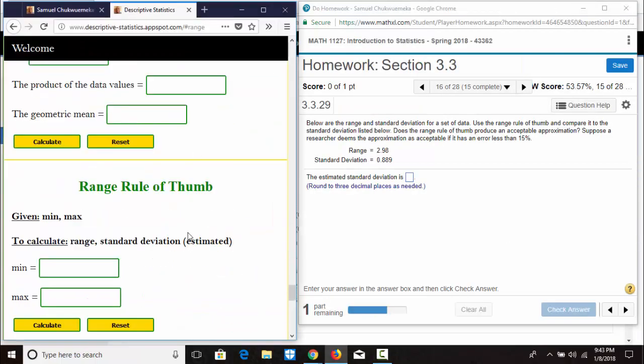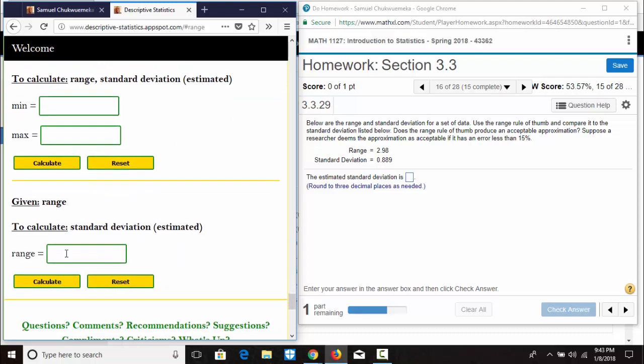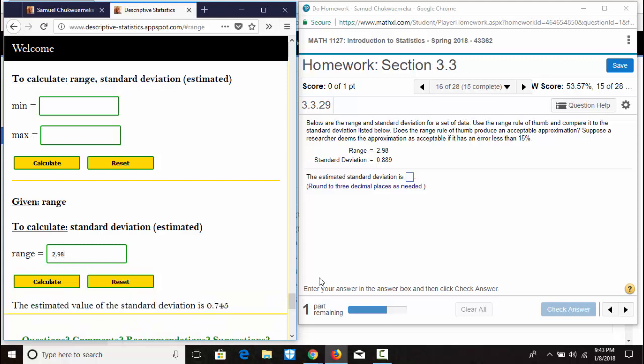Here they gave you just the minimum and maximum, and you have to find the range. But here they just gave you the range. So the range is 2.98. If we use the range rule of thumb, you just press the enter key, or you press calculate. The estimated value of the standard deviation is 0.745. But the actual value of the standard deviation is 0.889.